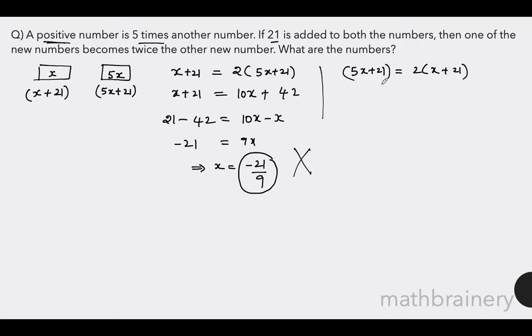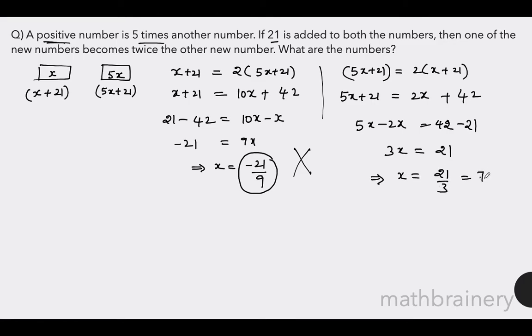Alright, let's look at the next situation, that is when 5x plus 21 is twice of x plus 21. When you take 5x plus 21 is equal to, what is 2 times x plus 21? 2 times x is 2x, 2 times 21 is 42. Let's transpose 2x to LHS and 21 to RHS. You get 5x minus 2x is equal to 42 minus 21. That means 3x is equal to 21. So what is x? x must be 21 by 3, which is 7. So one number x is 7.